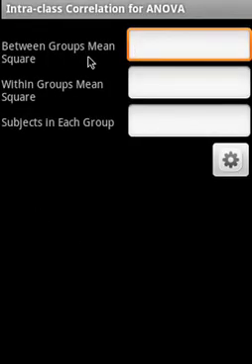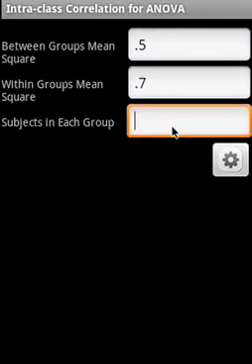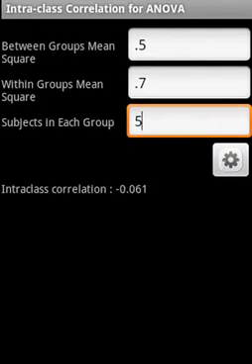Intraclass correlation for ANOVA: say the between-group mean square is 0.5, the within-group mean square is 0.7, and the number of subjects in each group is 5, and this is the intraclass correlation.